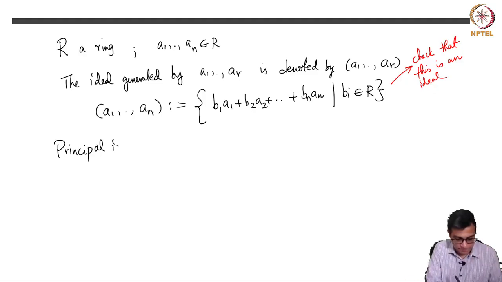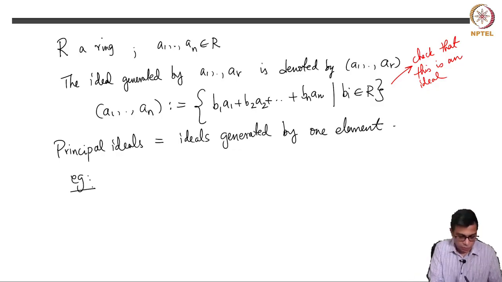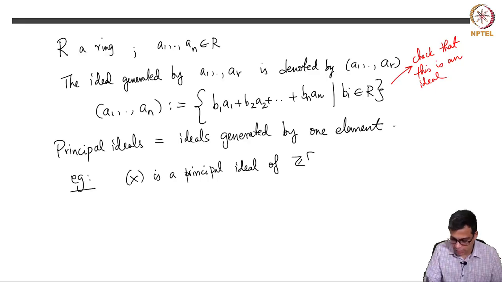Principal ideals are ideals generated by one element. So again, for example, (x) is a principal ideal of Z[x]. Okay, but (x, 2) is not.